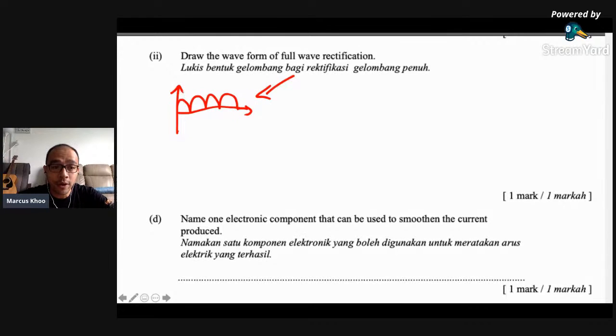Now, what if it is half wave rectification? I'm going to change the pen. If it is half wave, it is positive, 0, positive, 0. This is half wave.